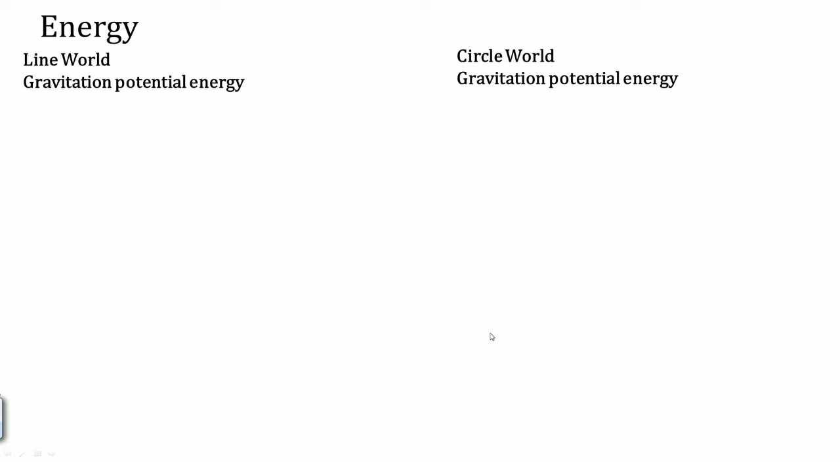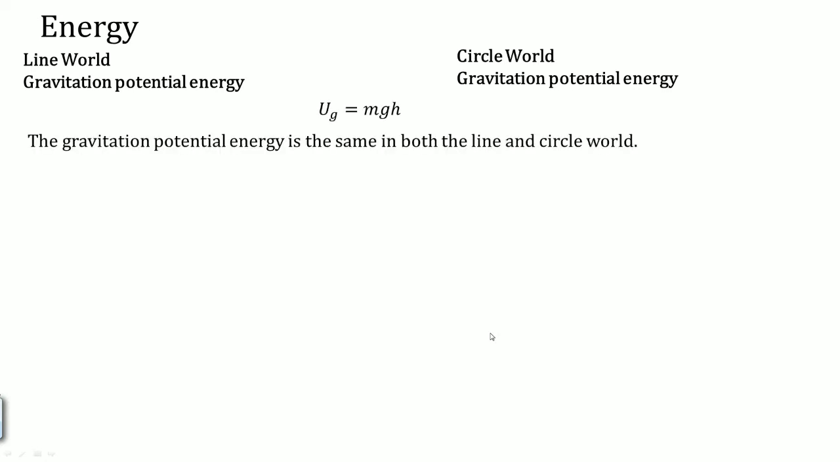We'll start off by looking at the energy both in the line world and the circular world. The gravitational potential energy is the same in both, which is defined by mgh. It does not change between the line and circle world.